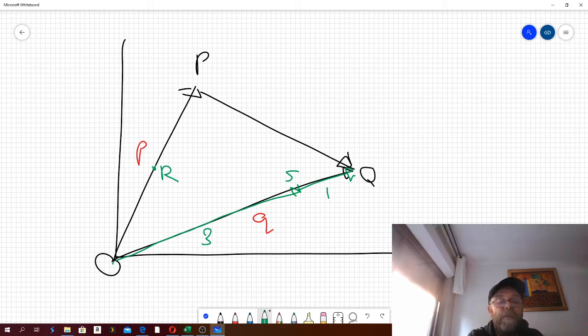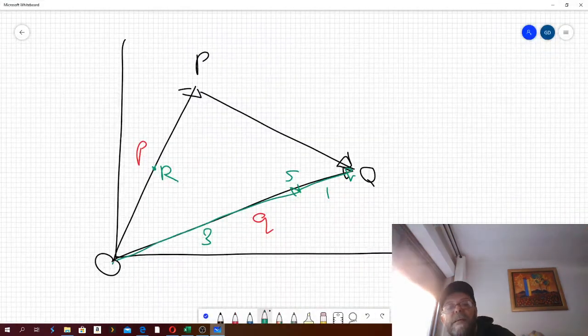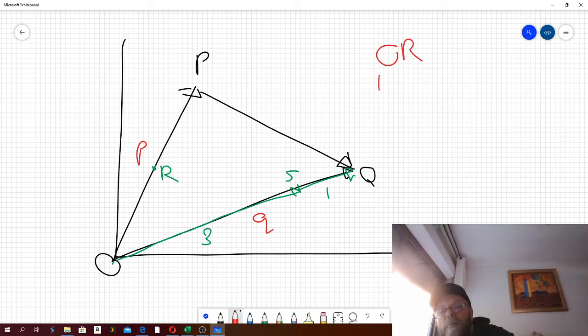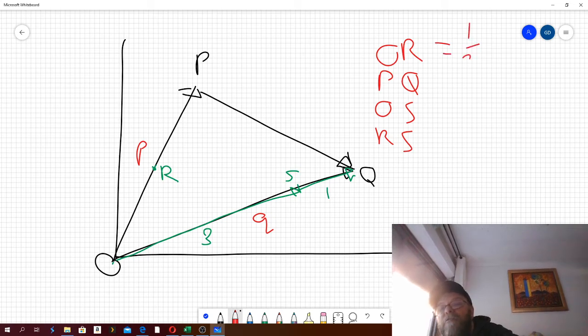Then they ask us to find a series of vectors. The first vector that they ask us to find is OR. I'm going to list all of them: OR, PQ, OS, and RS. All right, so the OR vector. Well, we know that the OP vector was P, but OR goes halfway, so that's easy enough. We can write that OR is a half P.